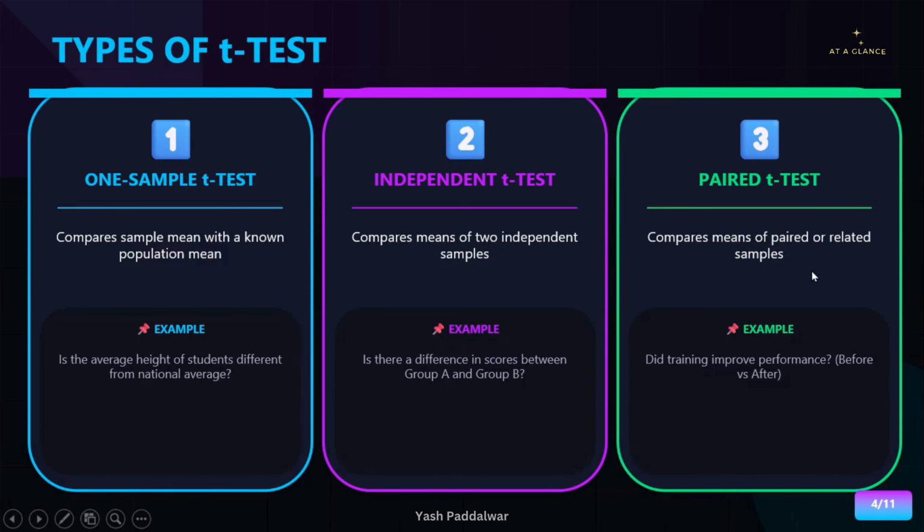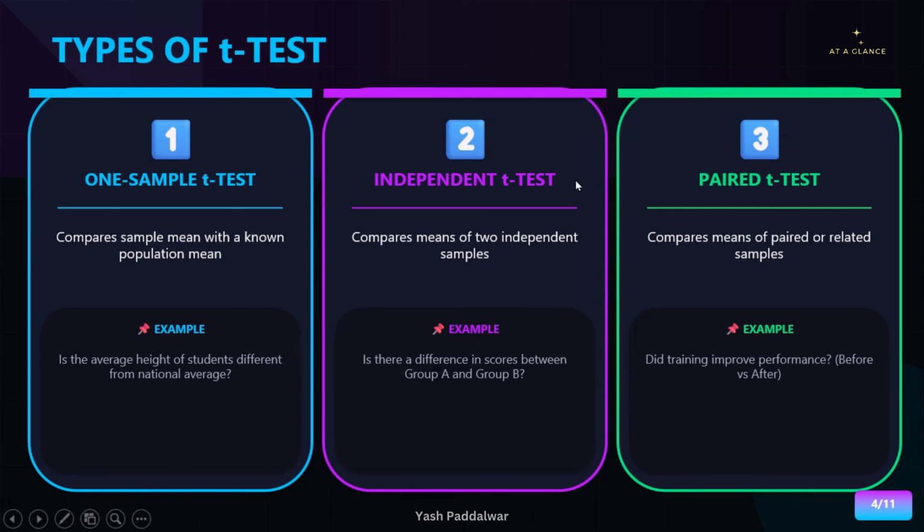Now there are three types of t-test: one sample t-test, independent t-test, and paired t-test. Here one sample t-test compares your sample mean with a known population mean. For example, is the average height of students different from the national average? So let's say you have a particular classroom with 60 students. You have the average height of those 60 students, and you are now comparing that average height with all the Indian students' height of the same age. So this is where you can use one sample t-test.